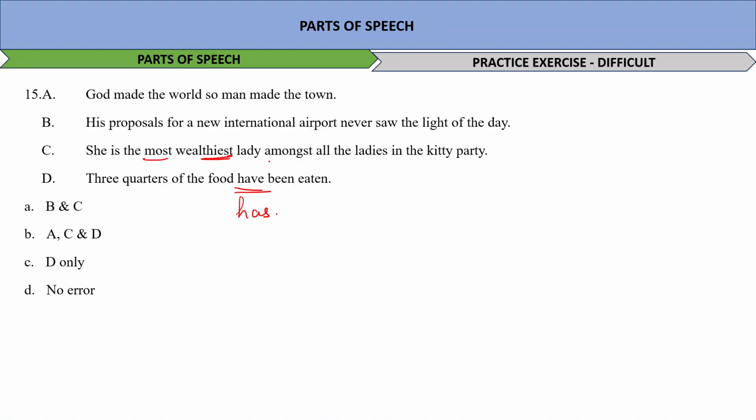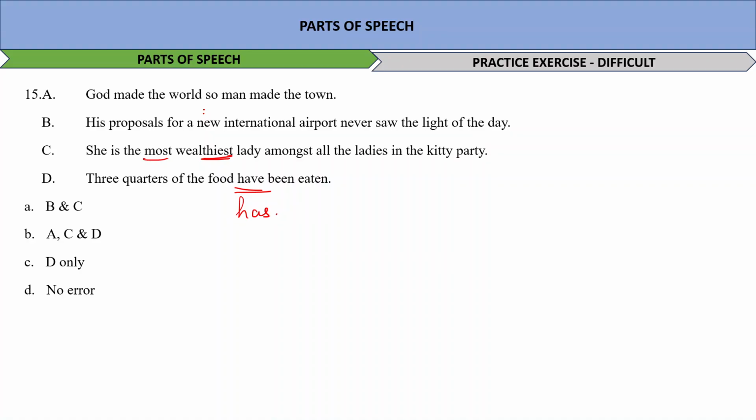Similarly, I showed you the error in option number C, and you see in option number A, God made the world and man made the town, and not so. So the errors are in sentences A, C and D. A, C and D is option number B.